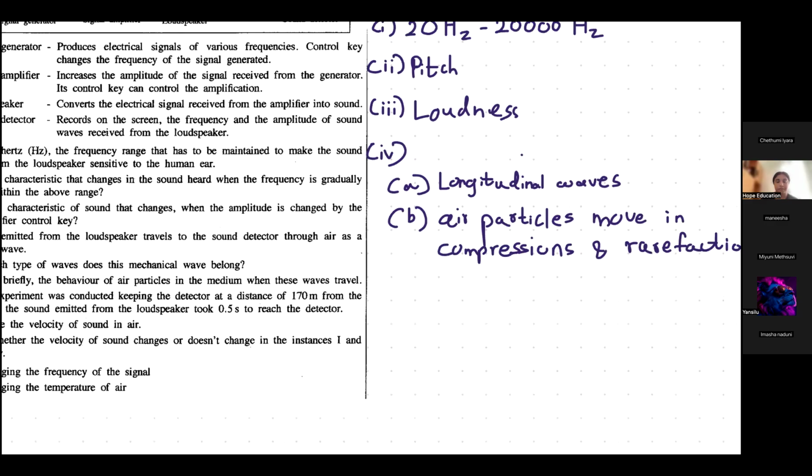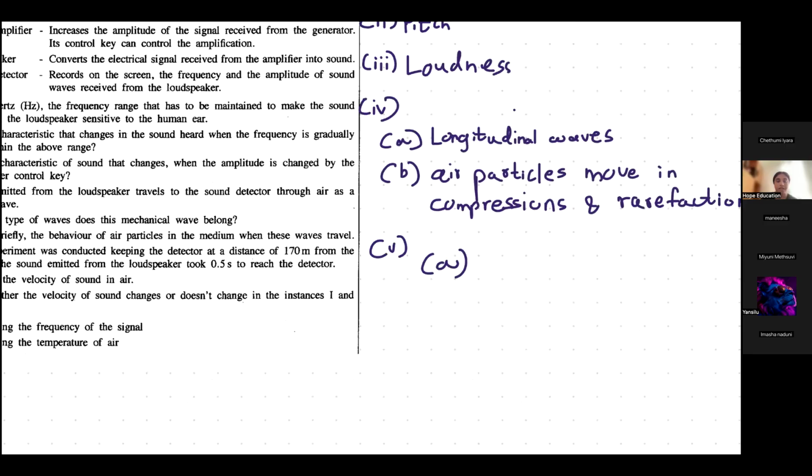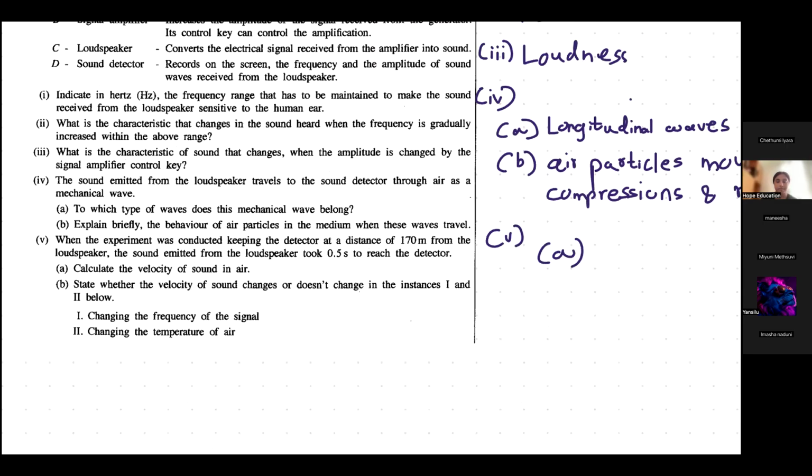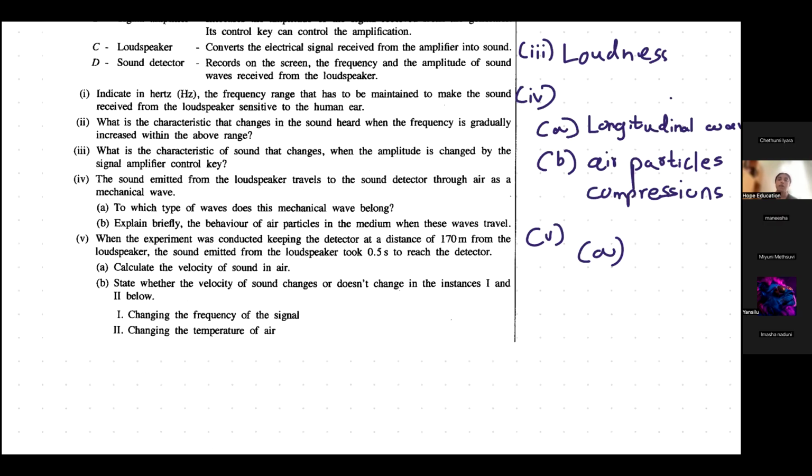Then the fifth one. When the experiment was conducted keeping the detector at a distance of 170 meters from the loudspeaker, the sound emitted from the loudspeaker took 0.5 seconds to reach the detector. Calculate the velocity. What did you get as the answer? We will take all that time to discuss past papers.